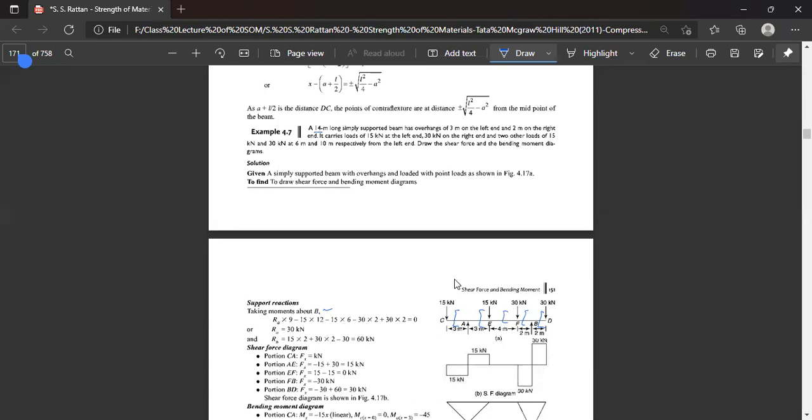If we take a section here, the forces acting are 15 downwards, 30 upwards, 15 downwards, 30 downwards, and another 60 upwards. So upward is 30 plus 60, that is 90, and downward is 15 plus 15 plus 30, that is 60. 90 minus 60 is 30 kilonewton upward force acting, which is positive in nature. So this is the shear force diagram for the beam between C and D. Now, what will be the bending moment diagram?